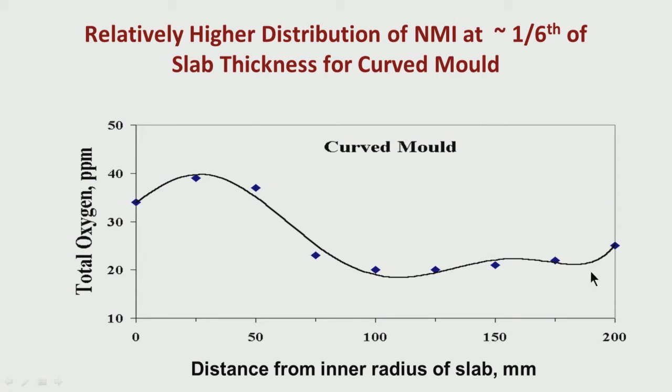So is it clear that if you have a curved mold, there is a possibility of having more inclusions near the inner radius, as I have mentioned here: relatively higher distribution of NMI, non-metallic inclusions, at about 1/6 of the slab thickness of curved mold.